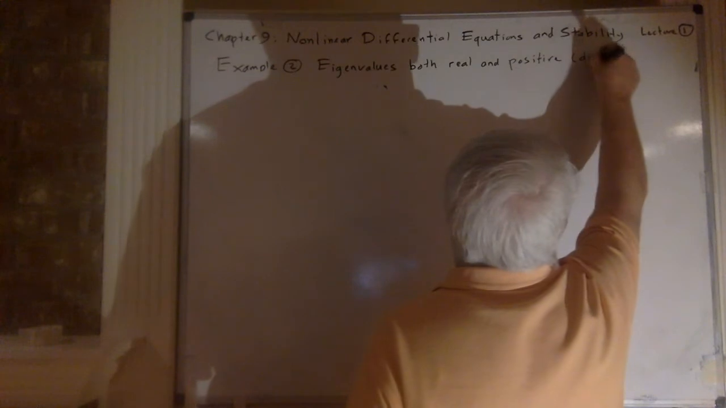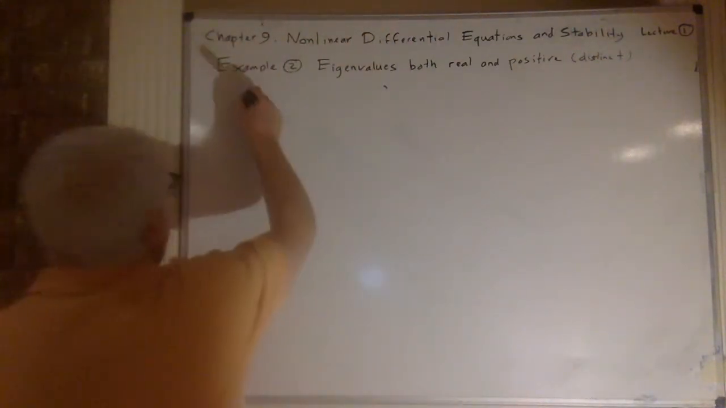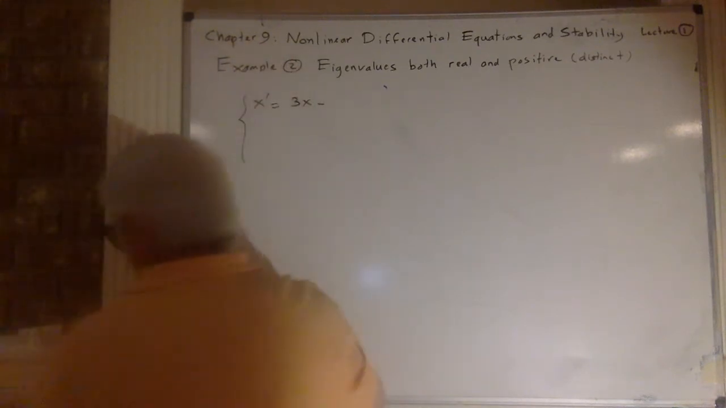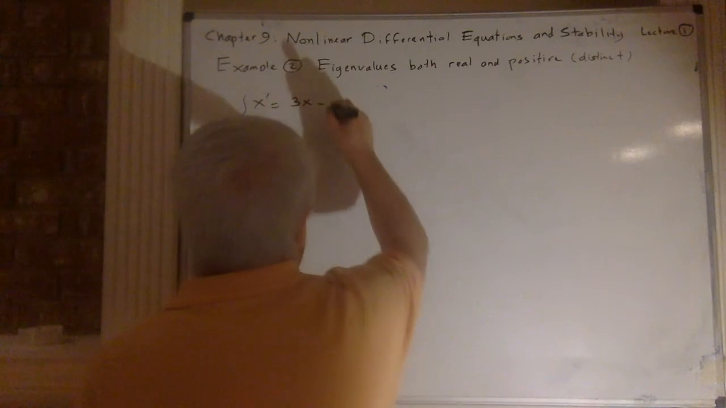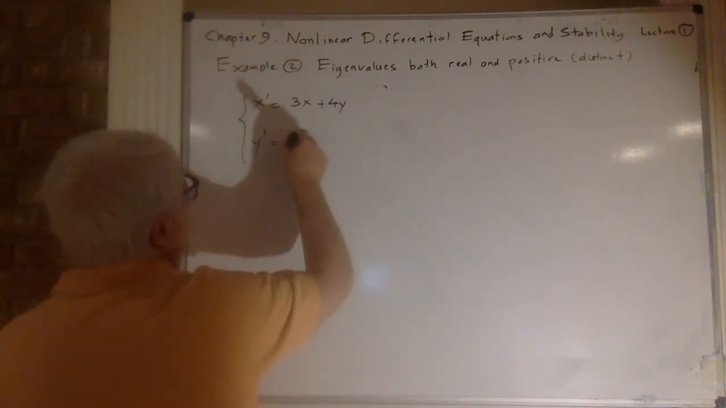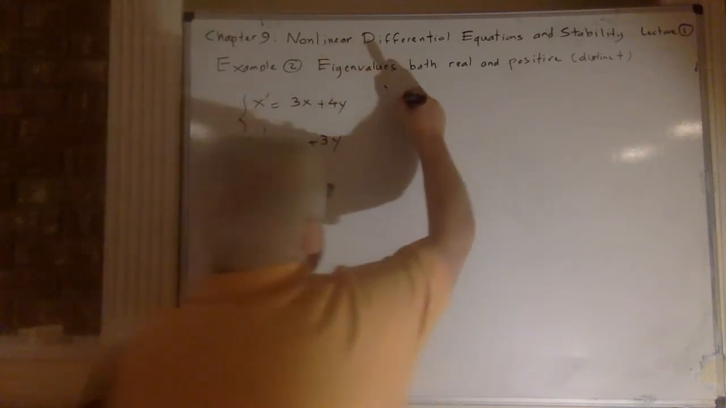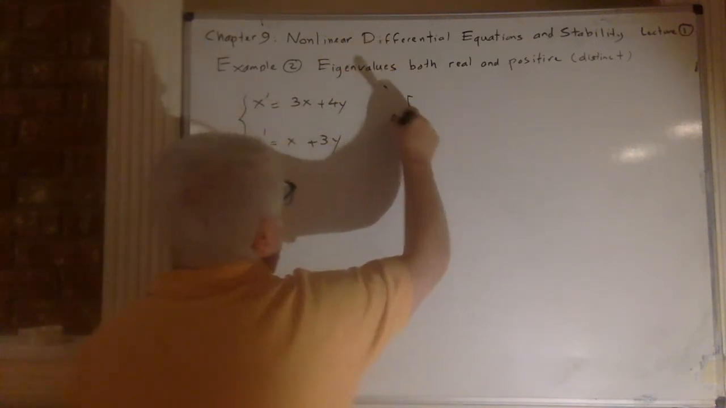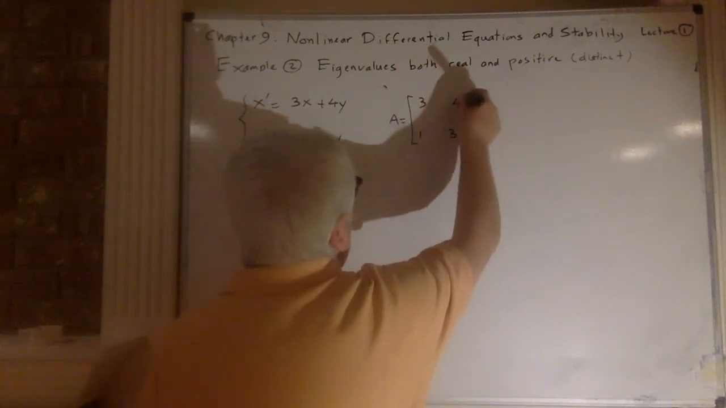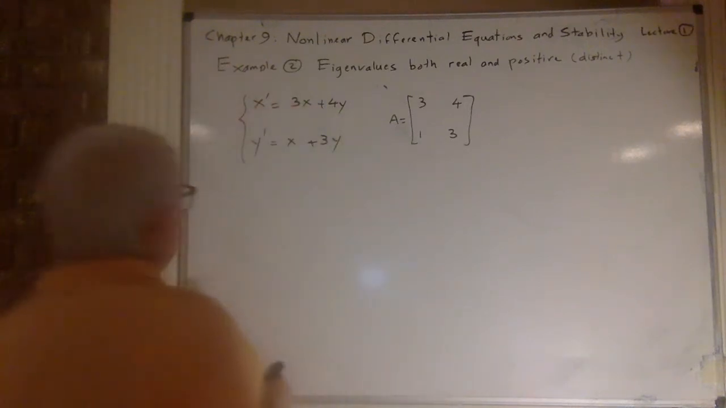And also distinct. So I have x prime is 3x plus 4y, y prime is x plus 3y. So the A matrix, the coefficient matrix, is 3, 4, 1, 3. Again, you see these two are equal, so this one is easy to solve. We don't need the quadratic formula.